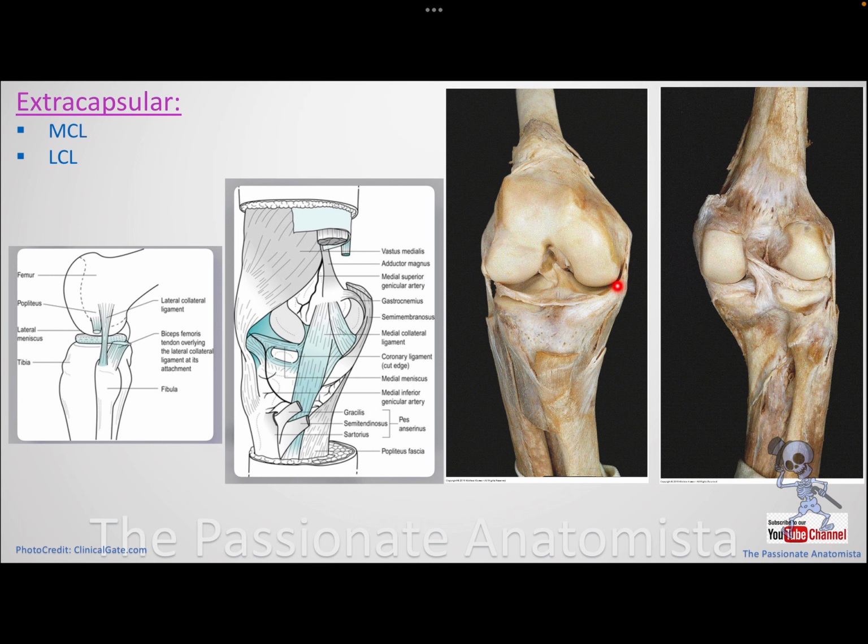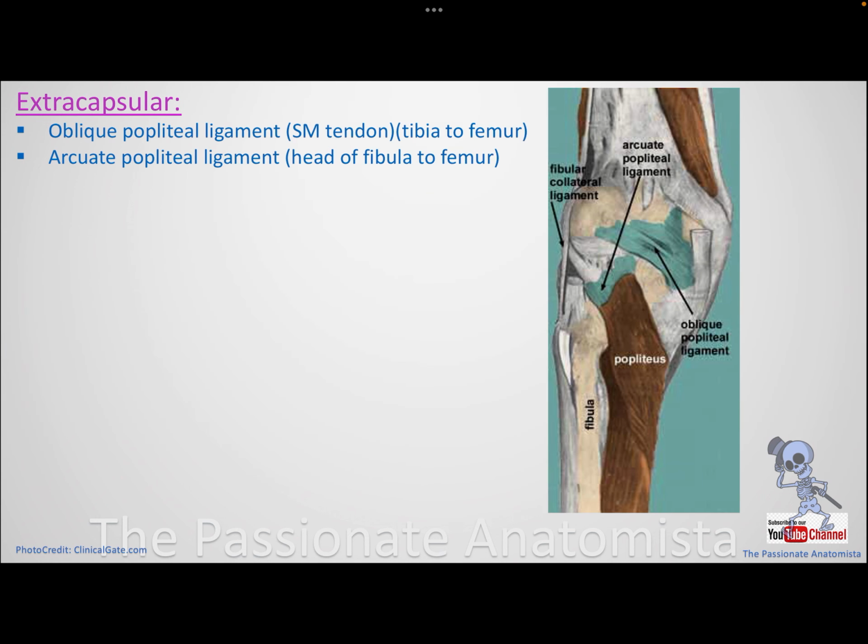What is the medial? It's very easy. It's a ligament that attaches the medial bone to the femur, the medial femoral condyle. The medial bone is the tibia, so it's the tibial collateral ligament. What about the lateral collateral? It connects the lateral bone to the lateral femoral condyle. So this is the fibular collateral ligament or lateral collateral ligament. So these are extracapsular. These are the lateral ones.